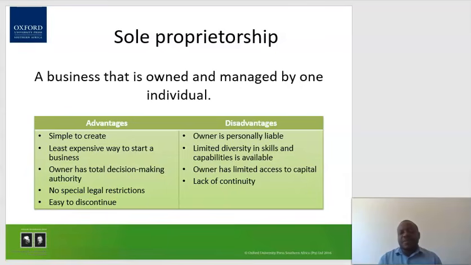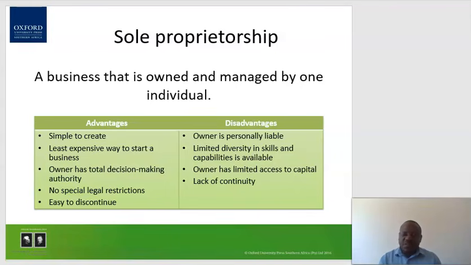There is also limited diversity in terms of skills and capabilities. This is mainly because there is only one person who's owning the business and who's also managing the business. The owner has limited access to capital, so if you do not have anything that it takes for you to access capital, the business may not access capital.